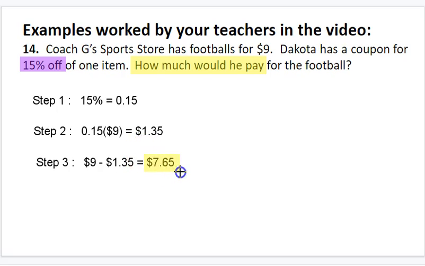Okay? And one more time, just to clarify so we understand what these numbers mean, this is how much he pays. So it used to be $9, but it's on sale for $7.65. That's how much it's on sale for. That $1.35, that is the discount. That's how much money you saved. So you only paid $7.65 because you saved $1.35.